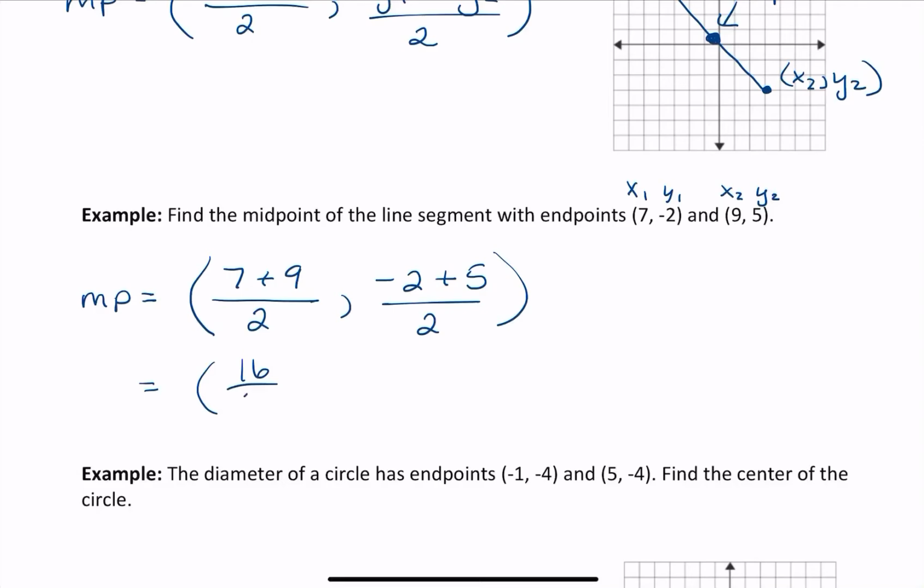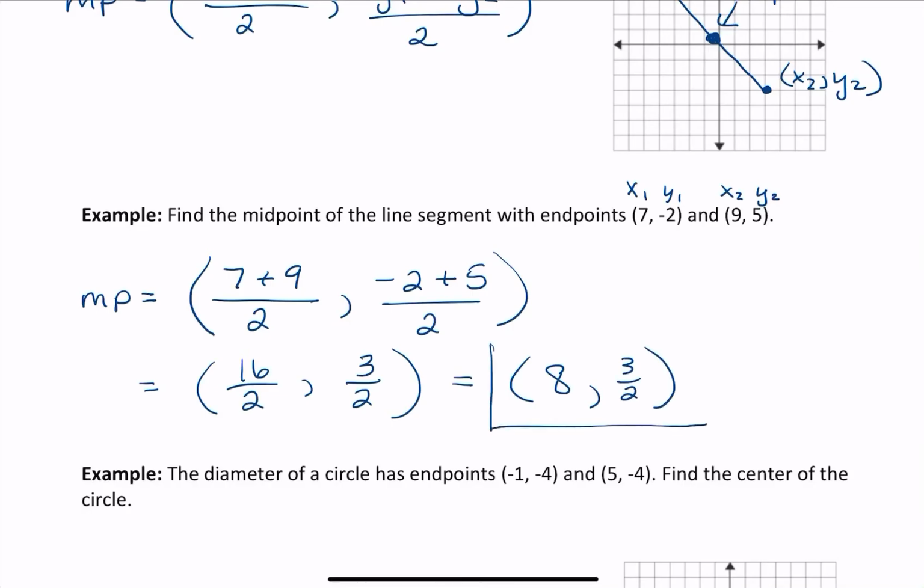So that's going to give me 16 over 2 and 3 over 2, which 16 over 2 is 8, and then you can leave that as 3 halves, or you can rewrite it as 1 1/2. It's the same. So your midpoint between those 2 coordinates is (8, 1.5).